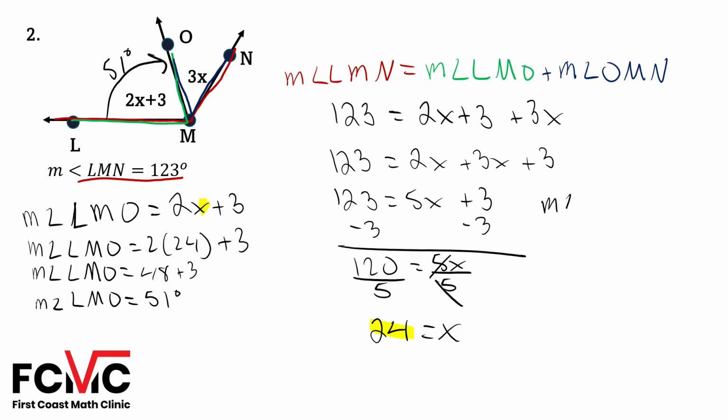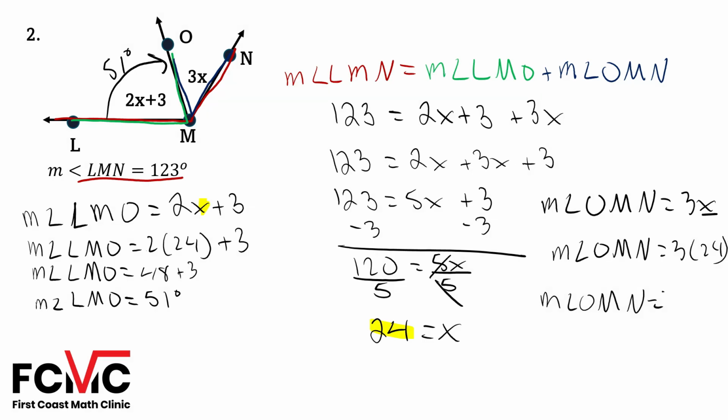And over here, let's find the measure of angle OMN, which is expression 3x. Let's do the same thing. Let's put 24 in for x. So OMN equals 3 times 24. 3 times 24 equals 72 degrees. So this angle here is 72 degrees. And it looks like the illustration's off because this angle looks a little bit bigger than this one, but this should be 72 and this one's 51.